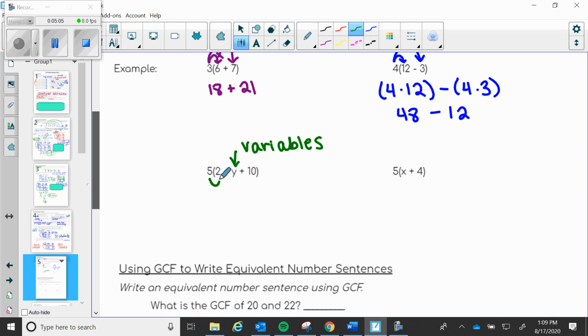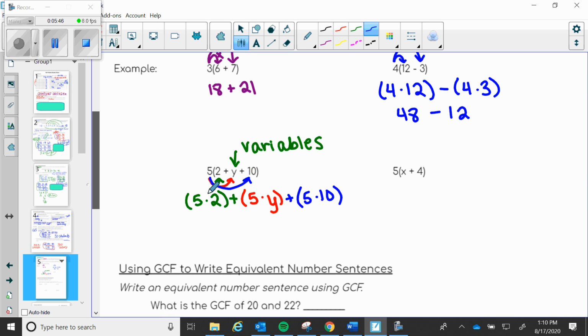So 5 times 2. I can go ahead and write that out. 5 times 2. Bring down that sign. Then I'm going to change color so it's easier to see. Then we're going to do 5 times y. And that is exactly how you write it. 5 times y. And then let's do one more color. And that sign right there is another plus sign. Then we do 5 times 10.